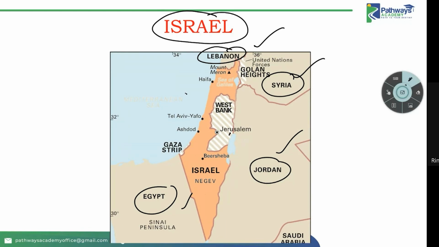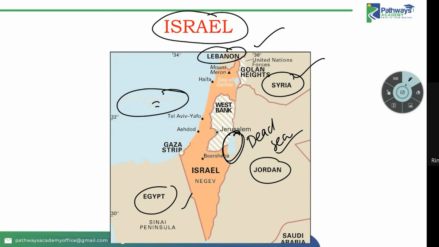Israel shares a border with the Mediterranean Sea. We can see on the west of Israel is the Mediterranean Sea, and on the east side we can see which water body this is? We can see the Dead Sea.